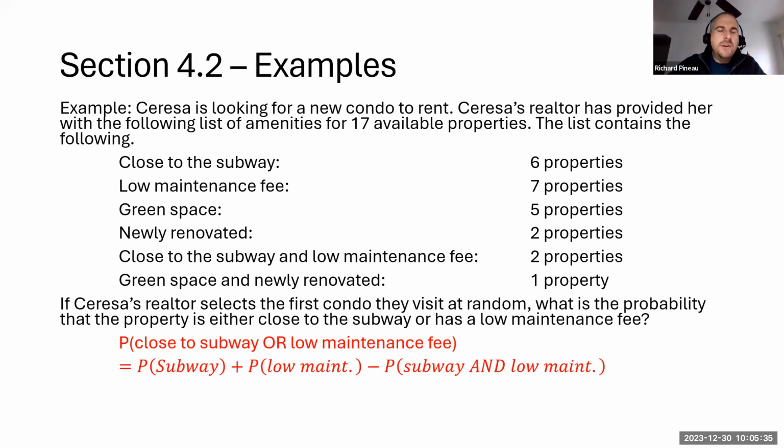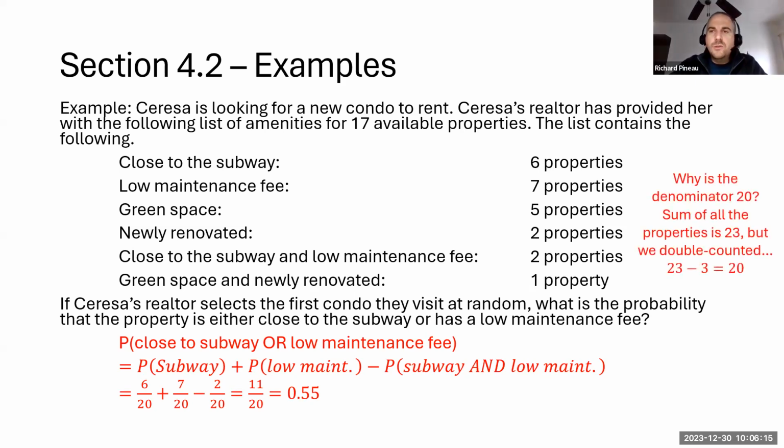What I like to do with these is write them in words using the formula. So this means the probability that we have a subway plus the probability of low maintenance fee minus the probability of subway and low maintenance fee. So if we look carefully here, the number of properties that we have close to the subway are 6. That's right in the listing. Low maintenance fee is 7. And you'll notice that we do have 2 properties that are close to the subway and have low maintenance fee. So that's the intersection that we have to remove, right? We have properties that have that in common. So that gives us 11 out of the 20, or 0.55.